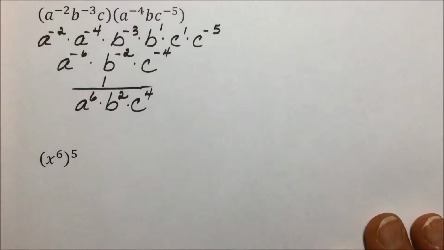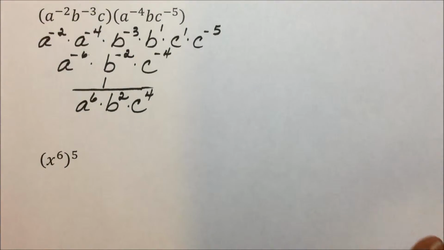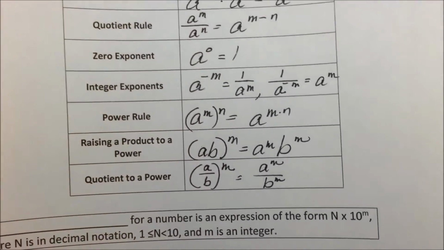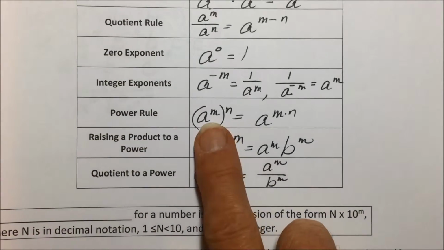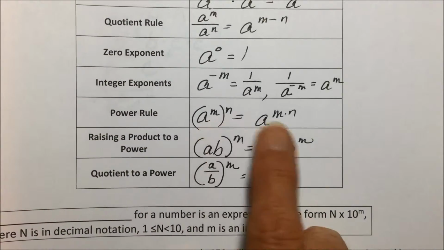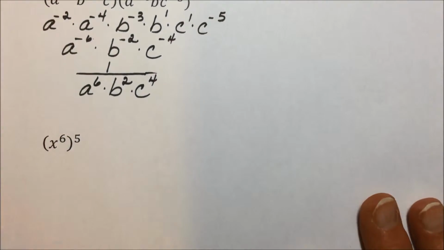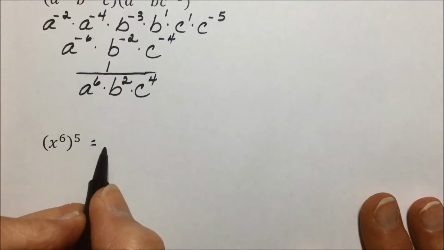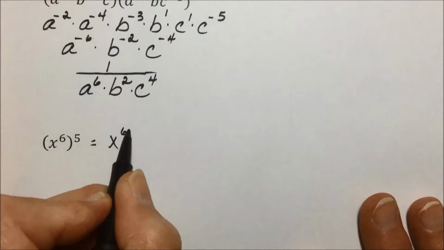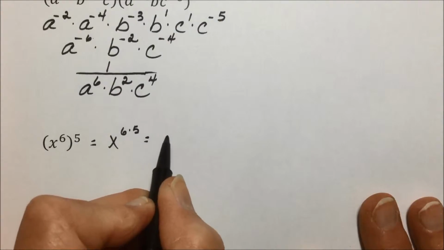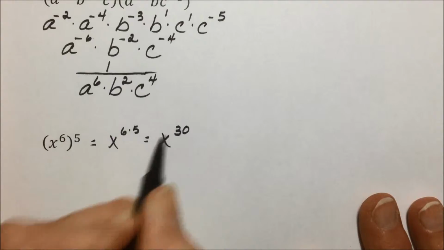In this next example, we have a power rule application where when we have a term with an exponent raised to a power, we multiply the exponents together. If we remember the rule, it's pretty straightforward. It's x to the 6th times 5, or x to the 30th power.